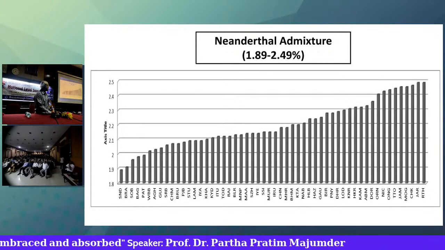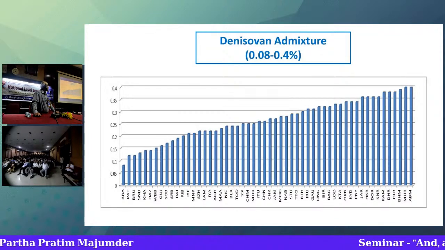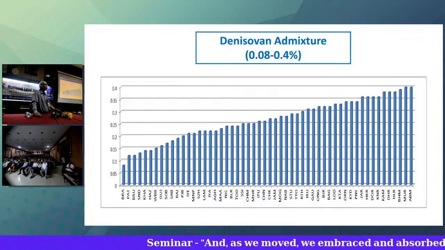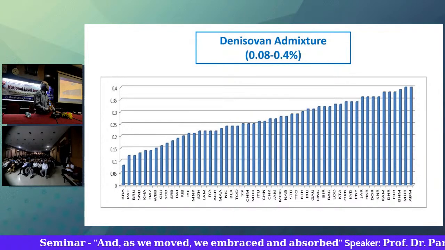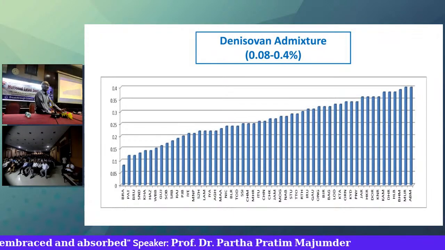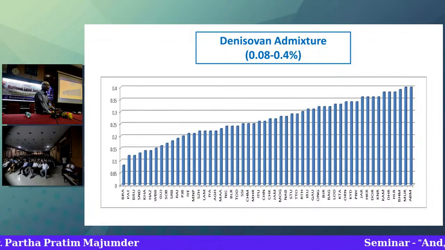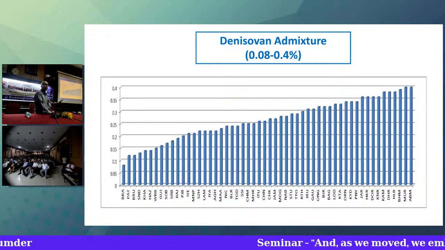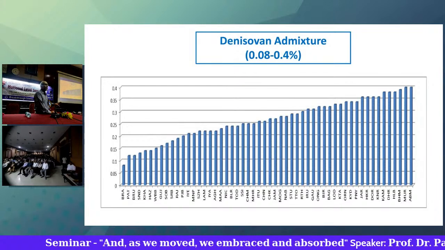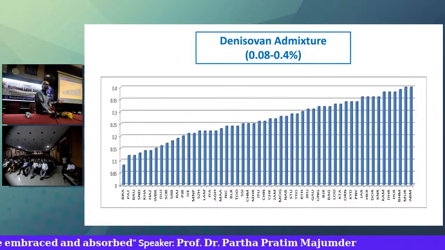How much Denisovan admixture had happened? Much less. The amount of Denisovan genomes in our own genomes in India is about 0.1% to 0.4%. So Denisovan admixture was much smaller than Neanderthal admixture. If you go to the Pacific, it's just the other way around. Neanderthal admixture was much smaller than the extent of Denisovan admixture in populations of the Pacific. So there are regional variations, and these regional variations have happened depending on where the Neanderthals or Denisovans were numerically more prominent.